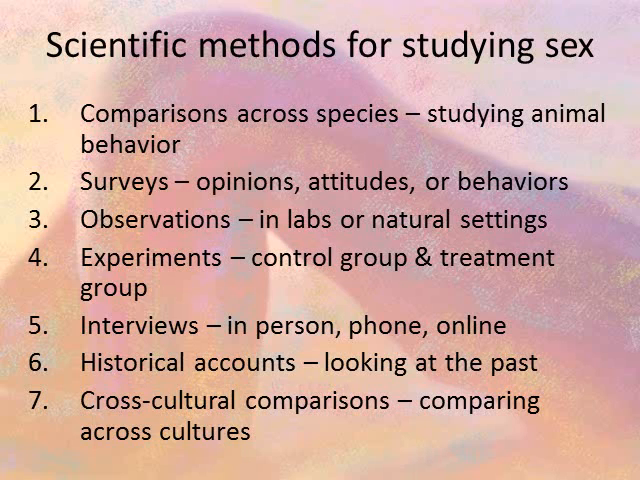The second way, of course, is surveys. Very common to gather opinions, attitudes, and behaviors. The third is through observation, so watching people or animals in a natural setting or in a laboratory. Then we have experiments, where typically there's at least one control group and one treatment group. The control group receives no interaction. They're not messed with. It's just a control group to make comparisons to. And then the treatment group receives whatever treatment is under consideration.